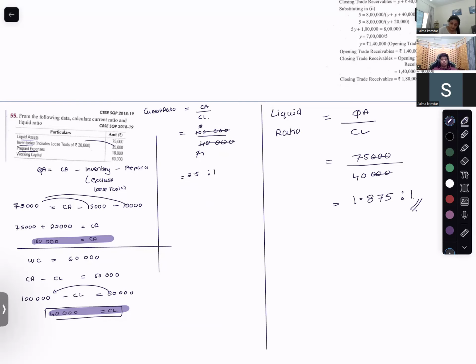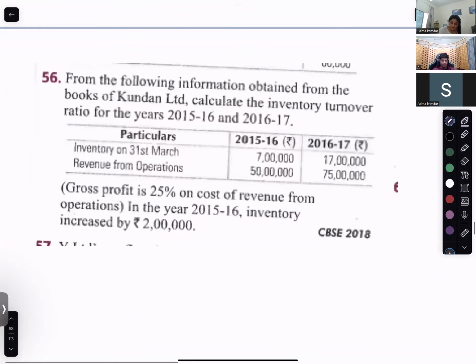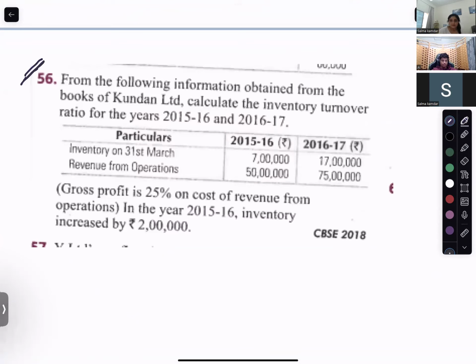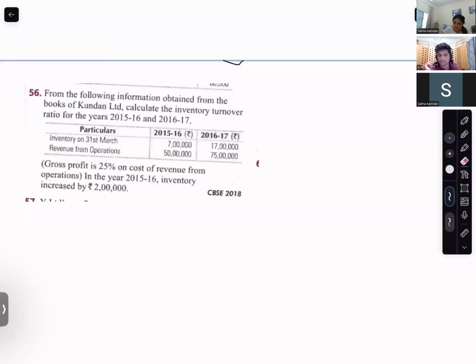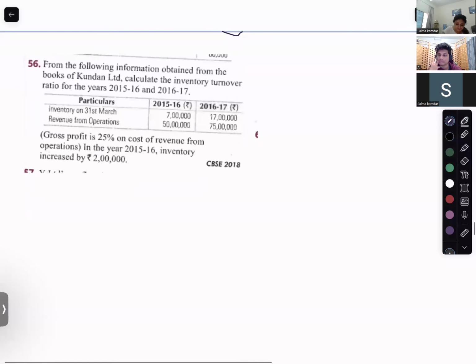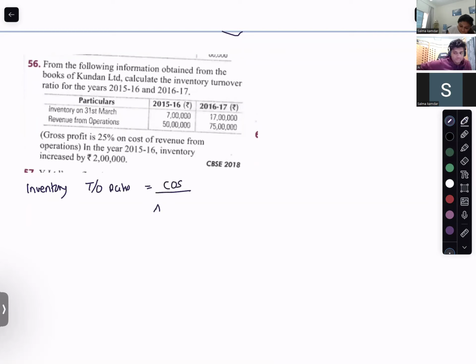Okay, come on. Now go to the next one. Try this sum. It is a 2018 paper. You have to calculate inventory turnover ratio. So the formula is cost of sales divided by average inventory. So I'm talking about 2015 and 2016.